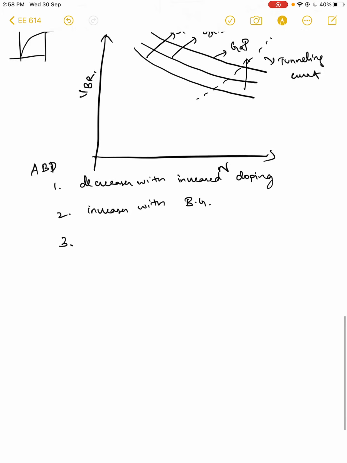And three, what does temperature do? Can we estimate? Basically, higher temperatures will give you more and more phonon contributions. So an electron which is being accelerated gets scattered much more. So the mean free path now drastically reduces, right? So at higher temperatures, the electrons do not reach enough velocities to actually ionize an electron hole pair. Therefore, increasing temperature increases breakdown voltage.